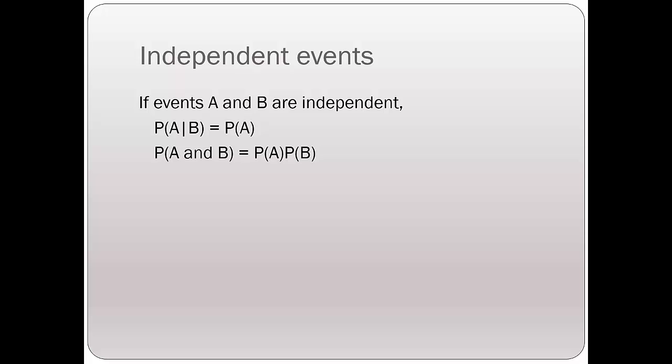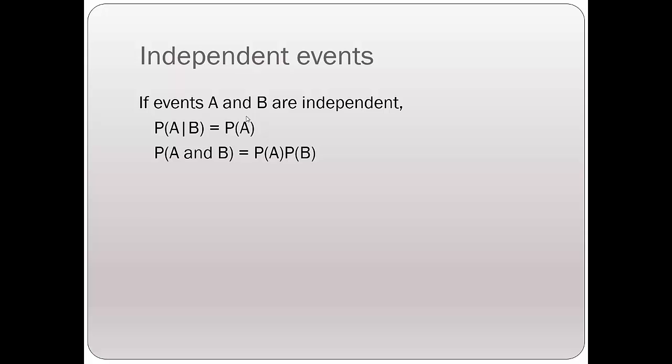Now let's look at a concept called independent events. Two events are said to be independent if the occurrence of one event does not affect, or does not change, the probability of the other event. If A and B are independent, then the probability of A given B shouldn't change from the probability of A. Probability of A should remain the same because A is independent of B.